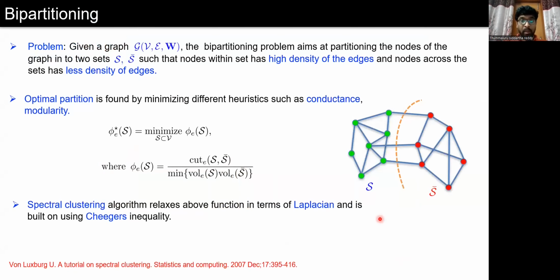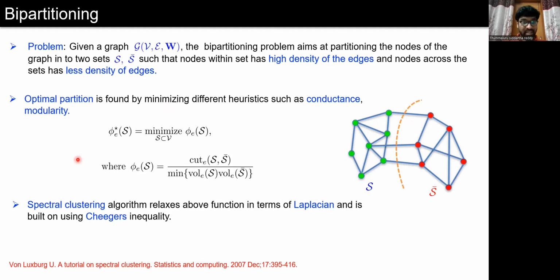We start with a bipartitioning problem where we are given a graph with a set of nodes and edges connecting this set of nodes. The bipartitioning problem aims at partitioning this graph into two sets S and S bar such that nodes within the set have a high density of edges, and nodes across the sets have a very low density of edges. To find an optimal partition, several heuristics have been proposed. Well known among them are conductance and modularity.